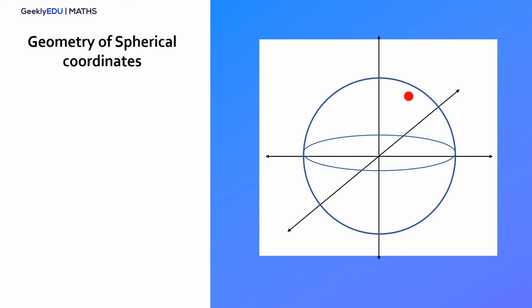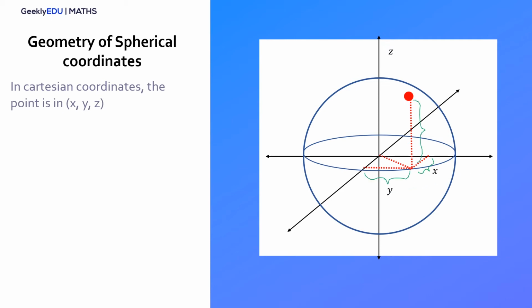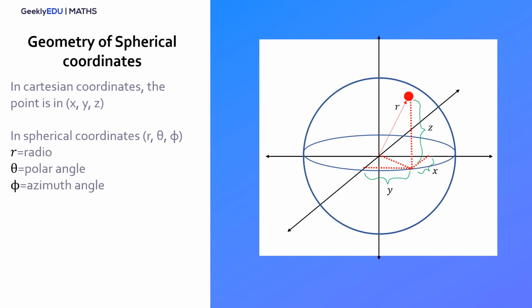That point doesn't exactly depend on the coordinates, because we use the different coordinate systems to describe the position of the point. When we use Cartesian coordinates, the point is located in x, y, and z. But in spherical coordinates, this point is in r, theta, phi. Here, r is the radius, theta is the polar angle, and phi is the azimuth angle.